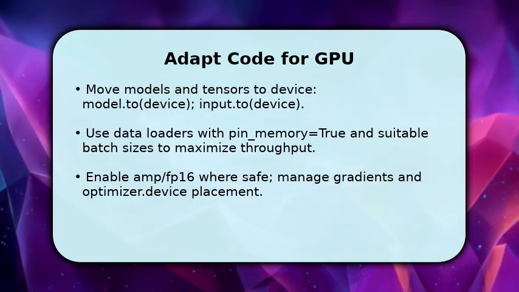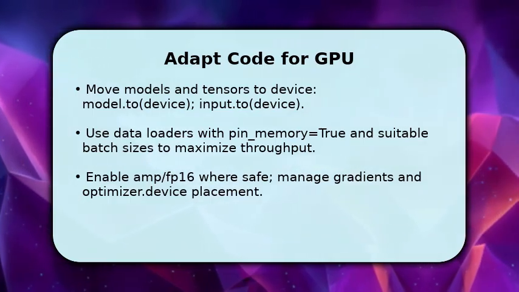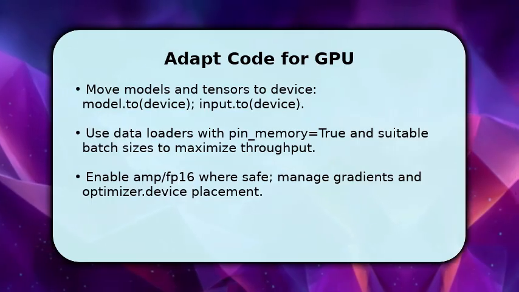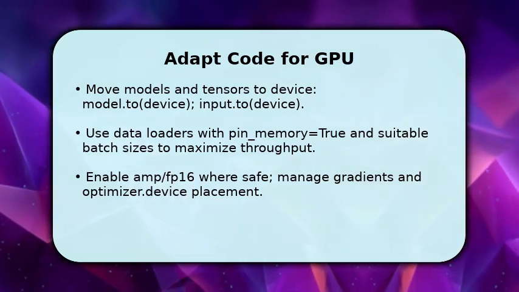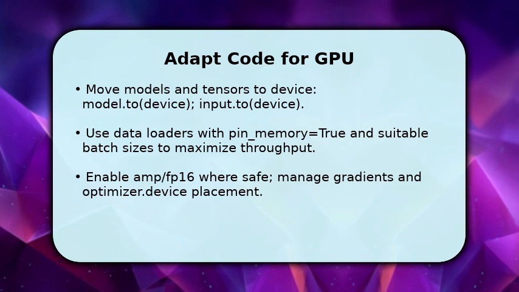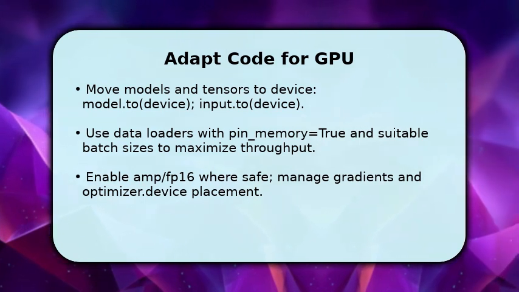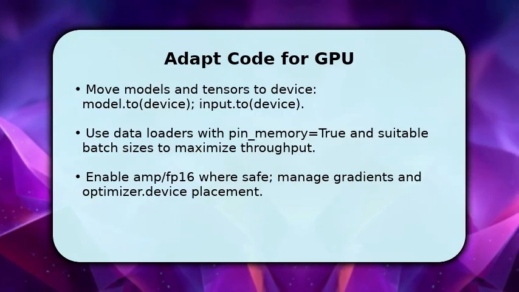Use mixed precision, AMP/FP16, to speed up compute and reduce memory, but validate numerical stability. Also make sure optimizer state lives on the device, and that checkpoints save device-aware parameters. You're ready to run training or inference on the GPU.